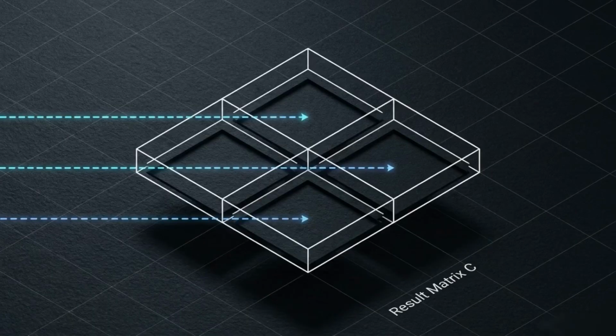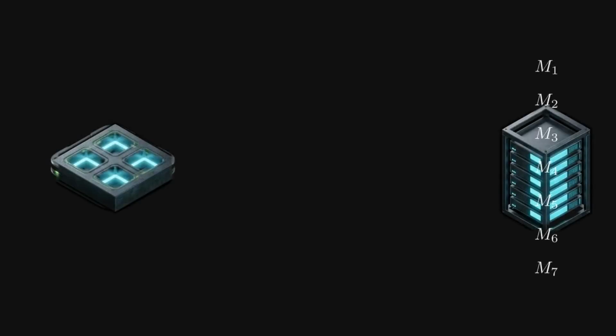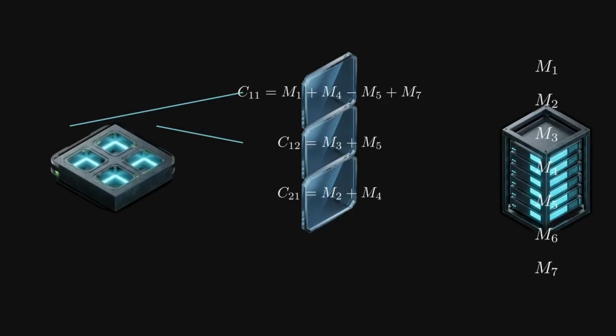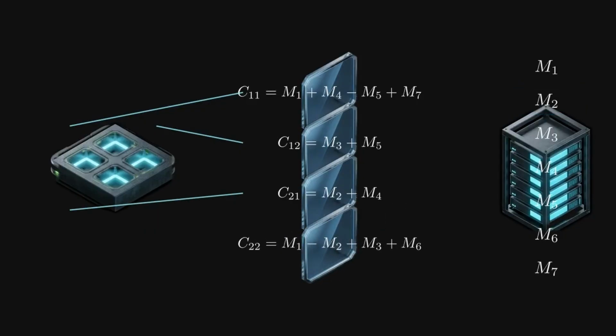To find our actual result quadrants, C11 through C22, we execute a recombination phase, relying strictly on the M variables we just generated. This equation shows the assembly of the top left quadrant, C11. It is constructed through a precise mix, M1 plus M4 minus M5 plus M7. The adjacent quadrants are more direct. C12 requires only the basic addition of M3 and M5. C21 requires the addition of M2 and M4. The final quadrant, C22, mirrors the complexity of the first, requiring M1 minus M2 plus M3 plus M6.